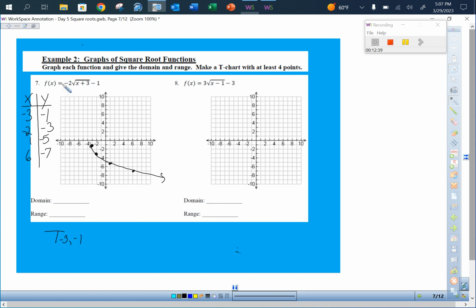Because of that negative, I'm going to label this point for you, -3, -1. Makes my domain, be careful, my x value is starting at -3 and going to the right forever. But on my range, notice that the biggest y value I use is -1. So the range looks like this, negative infinity to -1. Notice how that one switched around just a little bit.